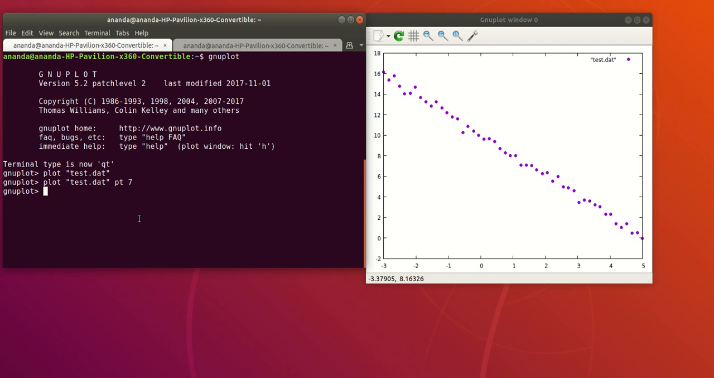But before we use the fit command, let me define the function that I want to fit. In this case, it's going to be a simple straight line function, a times x plus b, because that of course is what the data looks like. Now that we have defined our function, what I need to do is to say fit followed by name of the function, followed by name of the data file, in this case test.dat, and then comes the most important part.